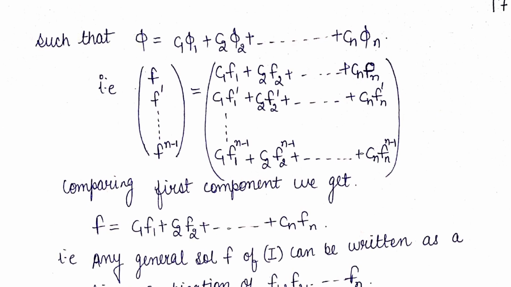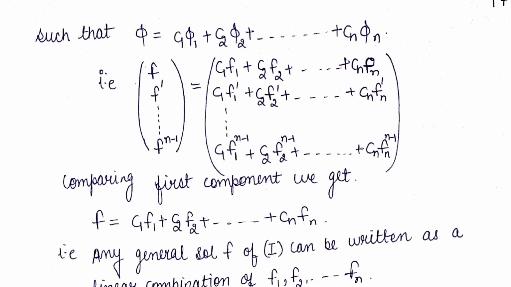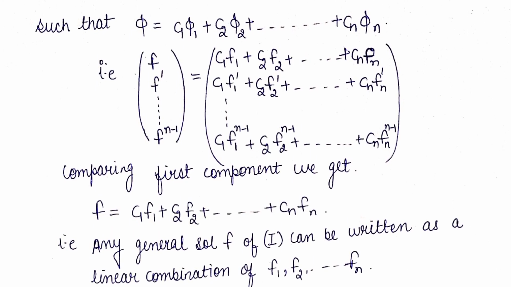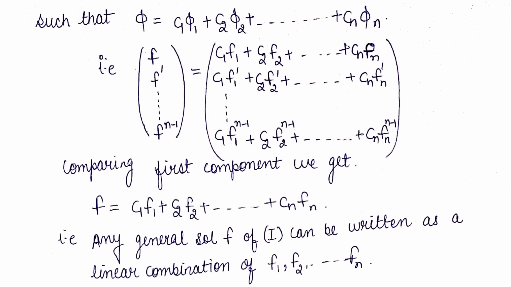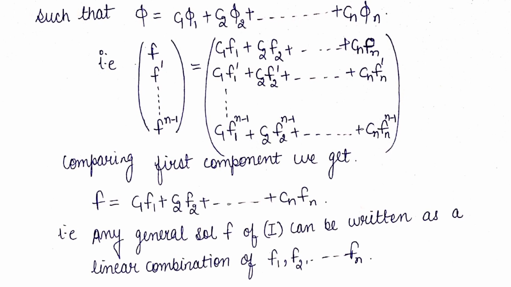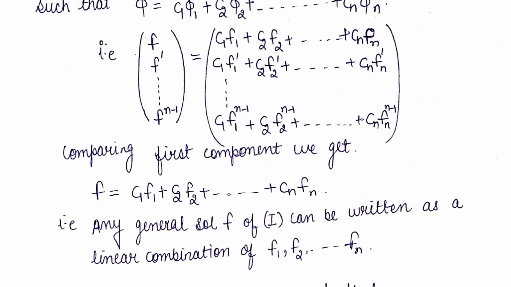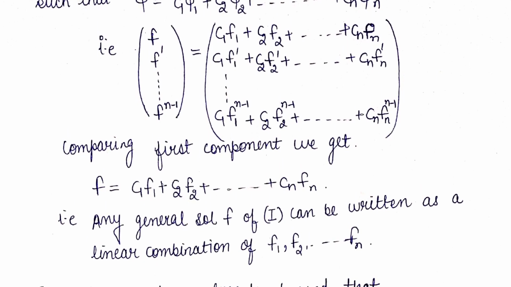C1 phi1 plus C2 phi2 plus Cn phi n. That is, we can write phi as a combination of phi1, phi2, phi n. So अगर हम उसको phi को component wise लिखें तो phi के components हैं f, f dash up to f n minus first order derivative.